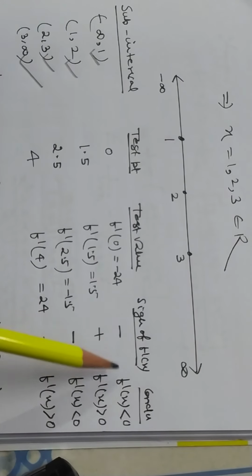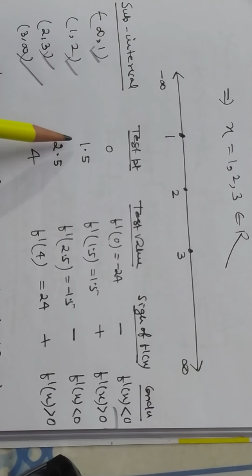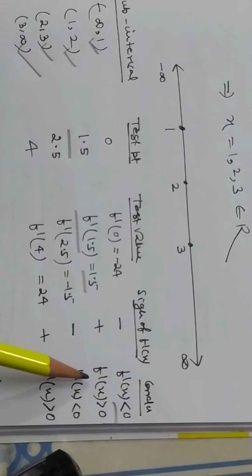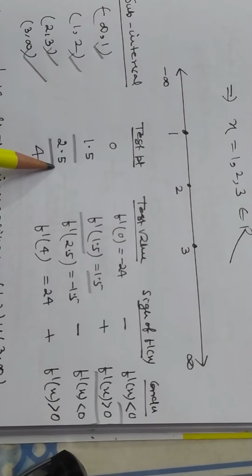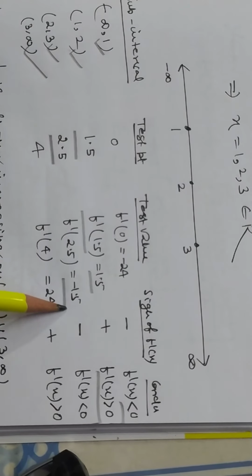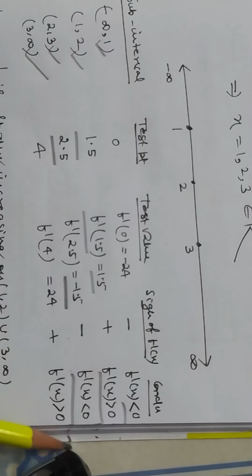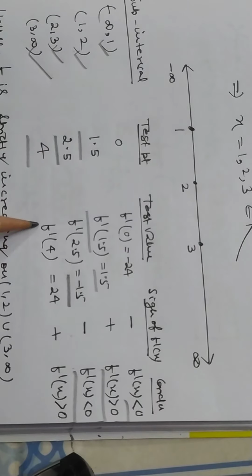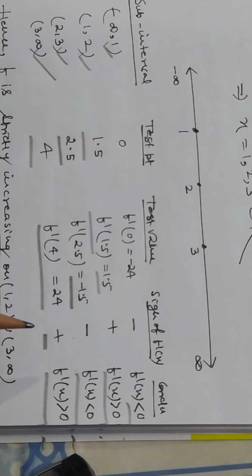Sign is negative, so f dash x less than 0. In the interval 1 to 2, we take a value 1.5. F dash 1.5 is positive, so f dash x greater than 0. Take a point 2.5 between 2 and 3. F dash 2.5 is minus 1.5, since sign is negative, so f dash x less than 0. And between 3 and infinity we take 4. F dash 4 is equal to 24. Sign is positive, f dash x greater than 0.